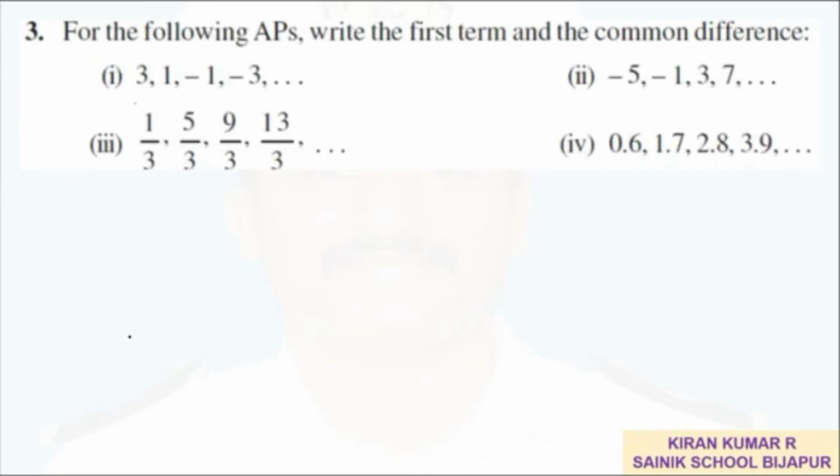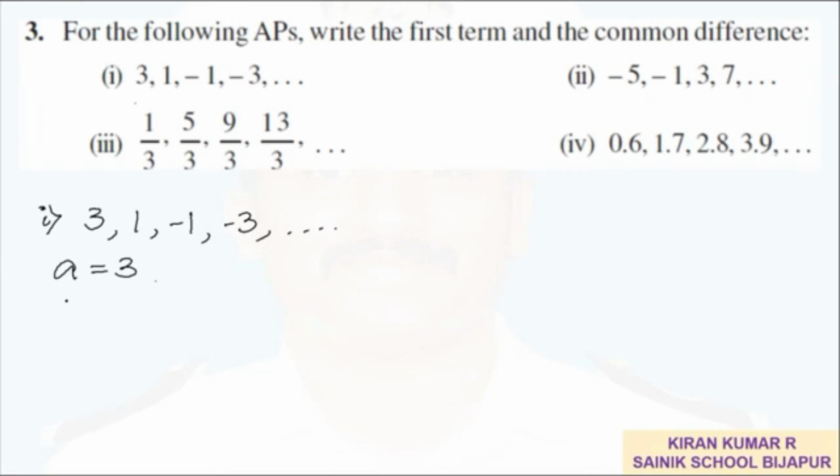Next, third question. For the following arithmetic progressions, write the first term and the common difference. First one is 3, 1, -1, -3. Let me write it here: 3, 1, -1, -3, and so on. The first term is 3.